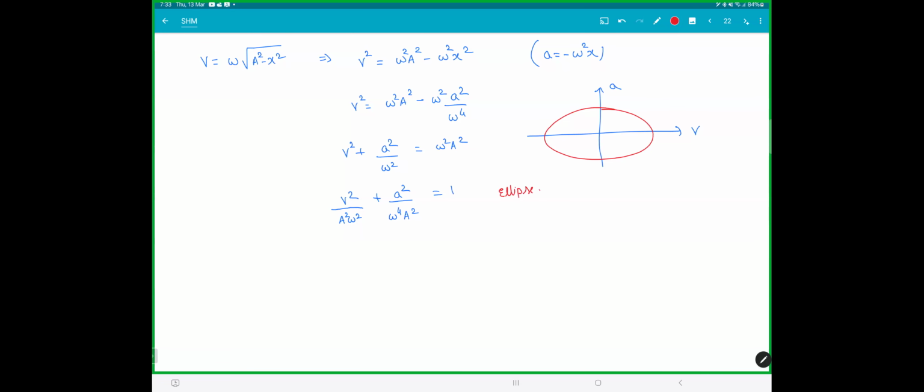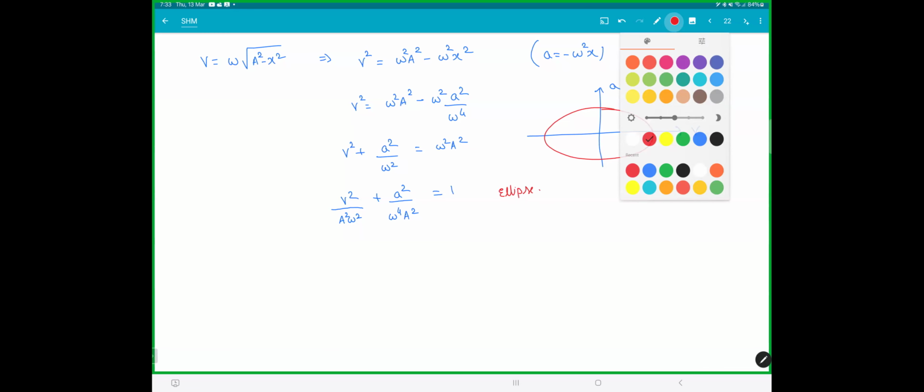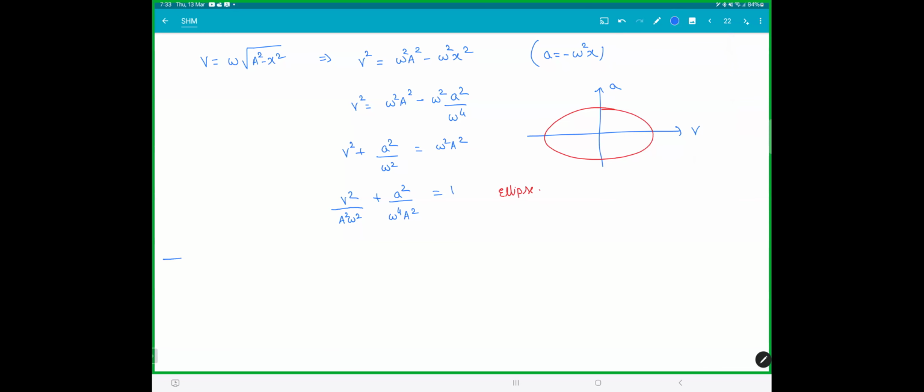So all these graphs are like, A versus X, V versus X, and A versus V. Now they can also ask you graphs in terms of time. We know X is equal to A sine omega t plus phi. If you differentiate this, V is equal to dx by dt. We get A omega cos omega t plus phi. If you differentiate this again, I get A is equal to dV by dt, which is minus A omega square sine omega t plus phi.